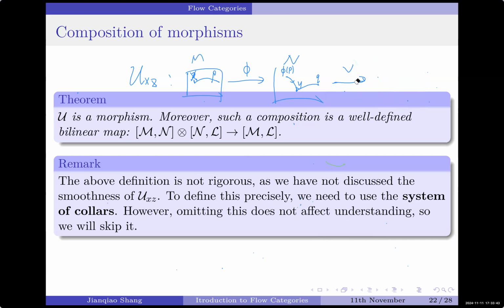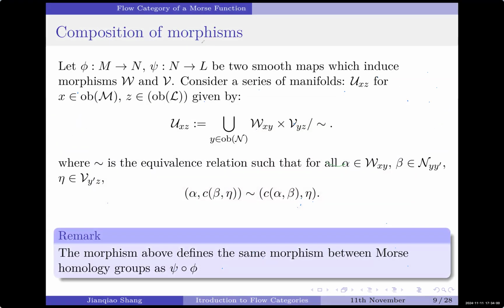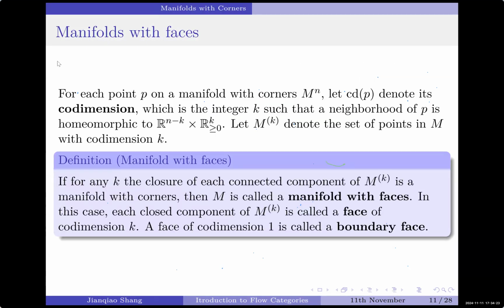But it contains a lot of details, and I don't want to introduce it here. So we omit it, and here the gluing is just a topological gluing, without considering its smoothness. The smoothness is why we need to introduce the system of corners. Okay, thanks. So let's continue.